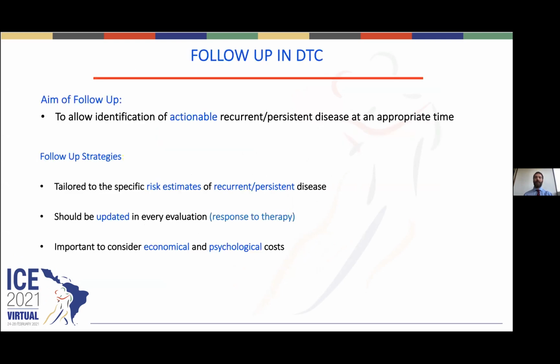So the aim of the follow-up of patients with differentiated thyroid cancer is to identify actionable recurrent or persistent disease at an appropriate time. The follow-up strategies should be tailored to the specific risk estimates of recurrent or persistent disease. It should be updated at every evaluation according to response to therapy, and it is very important also to consider the economical and psychological cost of the follow-up. So we should balance this cost with the likelihood of finding a recurrent disease.